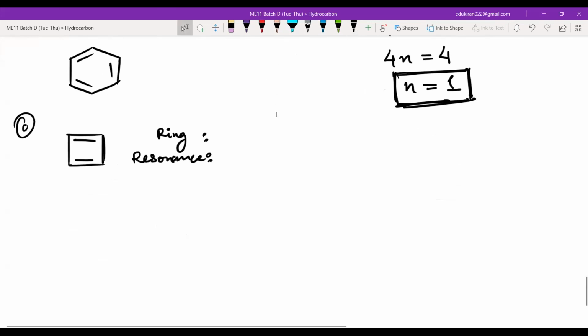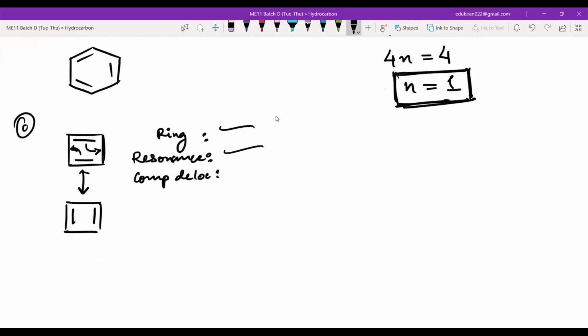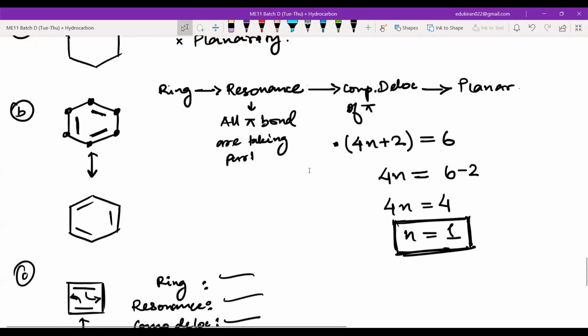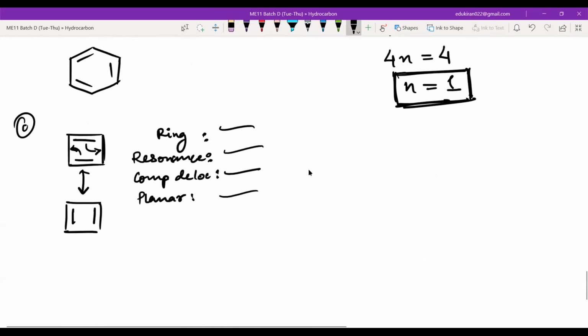After resonance, what do we look at? Is there complete delocalization? Yes, because this can go here and this will go here. And in the resonating structure, that means all the pi bonds are participating in the resonance. So ring is there, resonance is there, complete delocalization is there. What is the next point? Is it planar? So for checking the planarity, you should see that none of the carbon atoms should be sp3 hybridized. So tell me, planar or not planar? Planar, right? All of them are sp2, planar. What is the next criteria? After complete delocalization, 4n plus 2, right? So now you tell me the number of pi electrons.